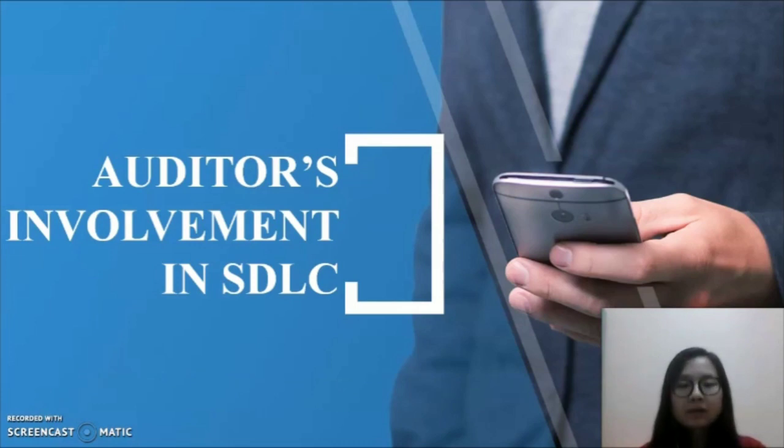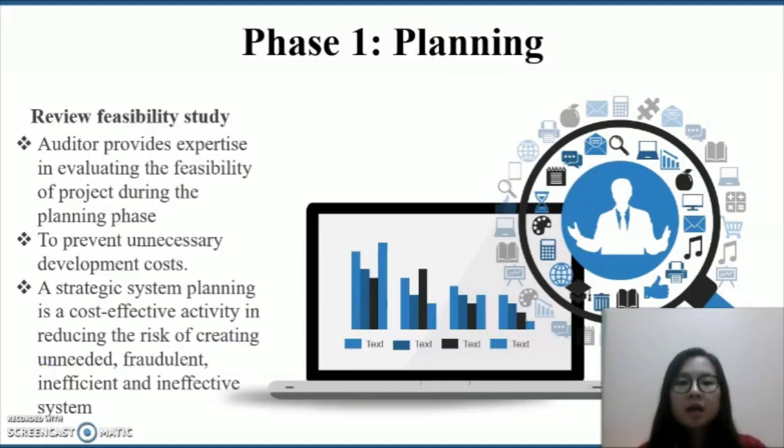Next I'm going to talk about the auditor's involvement in the system development life cycle. The auditor plays an important role in the system development life cycle, so let's see the auditor's involvement in different phases. In phase 1, planning, the auditor routinely examines the system planning phase. The auditor can utilize their expertise, knowledge, or experience to evaluate the feasibility of the project in this phase. A good system planning can help to prevent unnecessary development costs, which means reducing the risk of creating an unneeded, fraudulent, inefficient, and ineffective system.